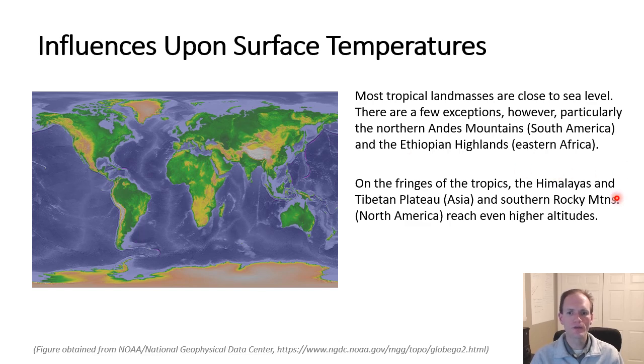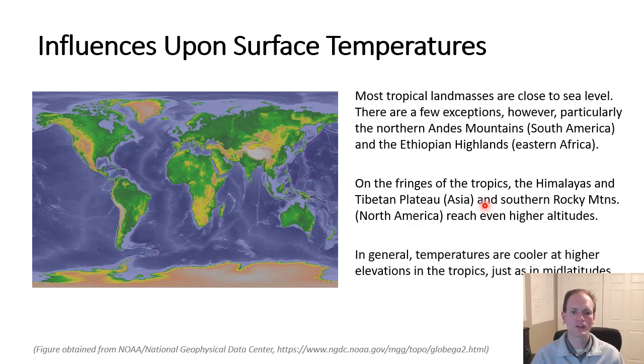In general, temperature decreases as you go up. So places that are at higher altitudes, just like we see in the mid-latitudes, like the Rocky Mountains, the Appalachians, and otherwise, as you go up in elevation, the temperature tends to be cooler, whereas places down towards sea level, the temperature tends to be warmer on average.